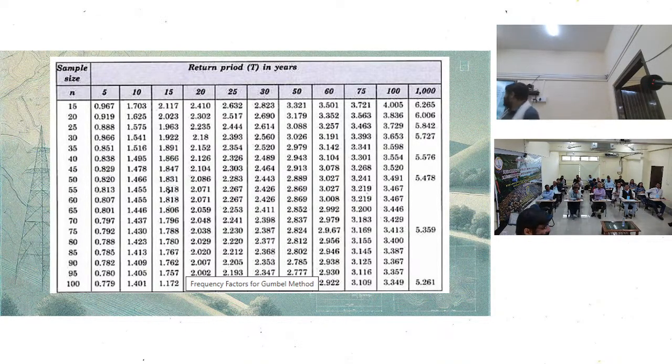In that case, we just interpolate the values between these two numbers. Just imagine it as a straight line: 30, 0.866, 35, 0.851. If I need a value for 32, you can simply interpolate between these two numbers. We can do that, right? Everybody is familiar with that.